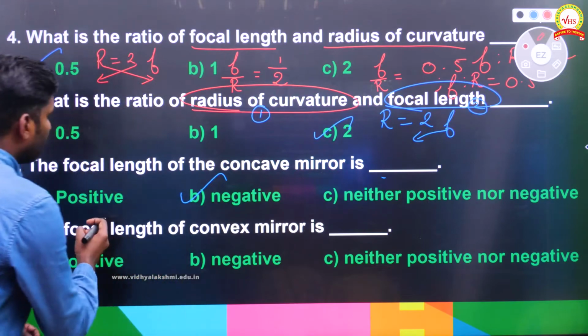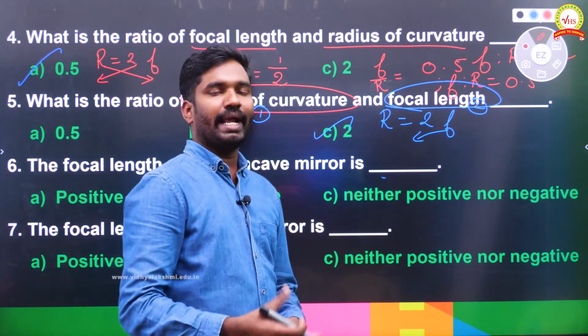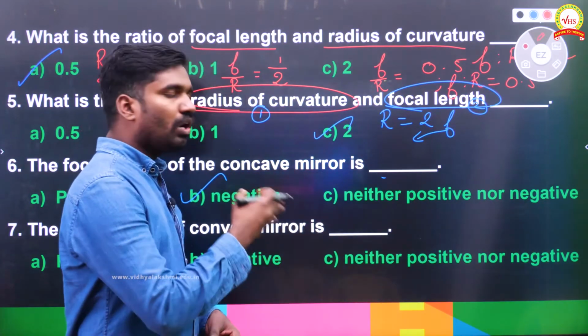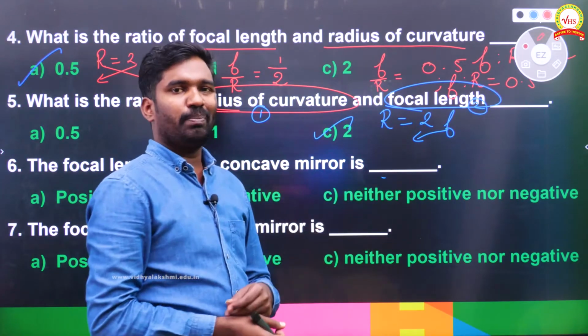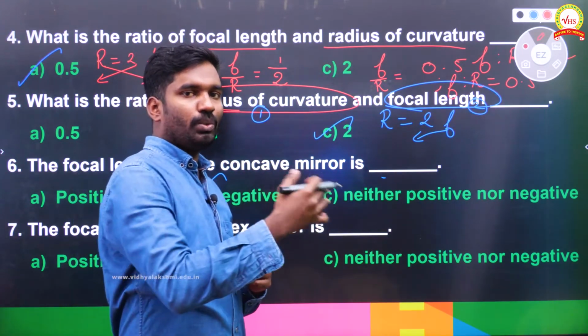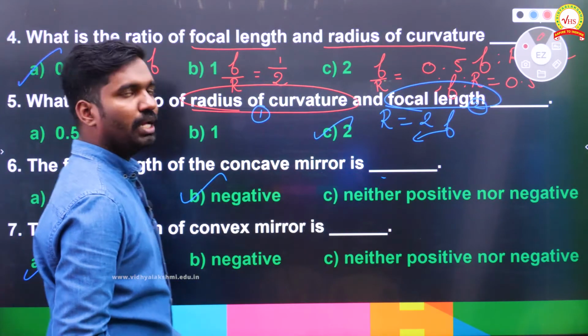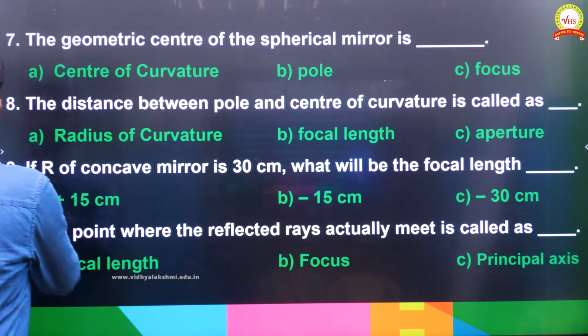And next question, the focal length of a convex mirror: is it going to be positive, negative, or neither positive nor negative? If you are checking a convex mirror, the focal length will be located towards the right from the pole. From the pole towards the right means it must be positive. So the answer will be option number A. And next question.